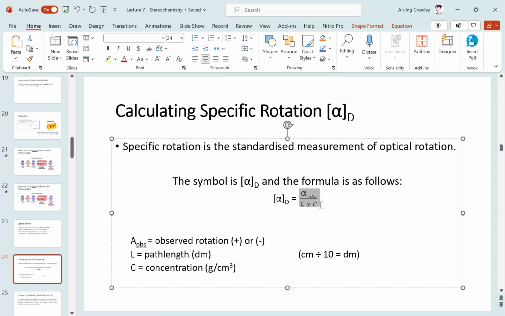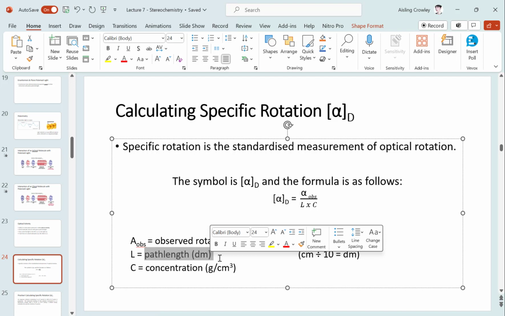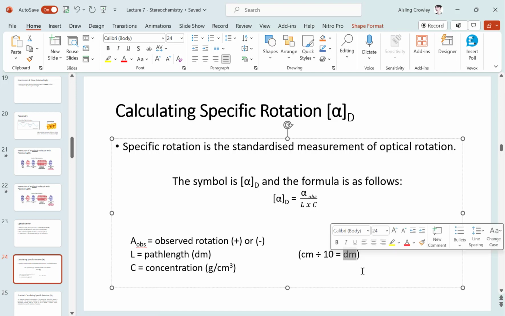Next, on the bottom, is L times X. L is for length, the path length of your polarimeter tube. In the lab you will measure that yourself in centimetres, because that's what your ruler uses. But in this formula, you need it in decimeters. So to go from centimetres to decimeters, divide by 10. You always want your number in decimeters.